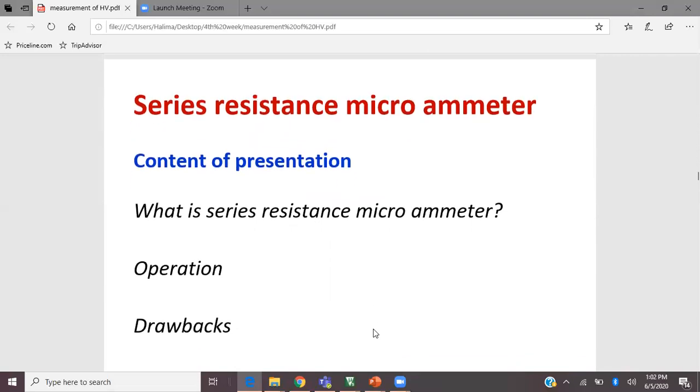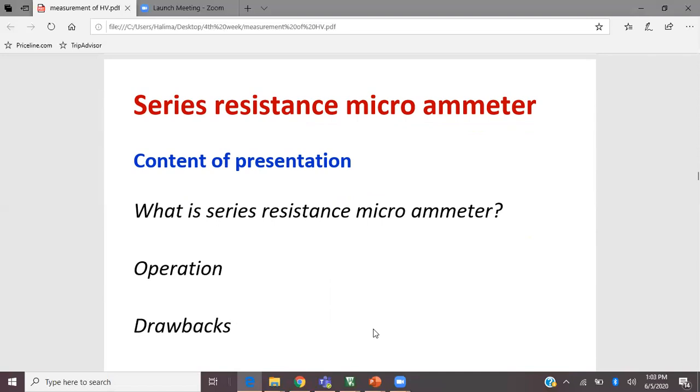Another method or technique is the series resistance microammeter, and this is our content of presentation. What is the series resistance microammeter? What is the operation and what are their drawbacks?